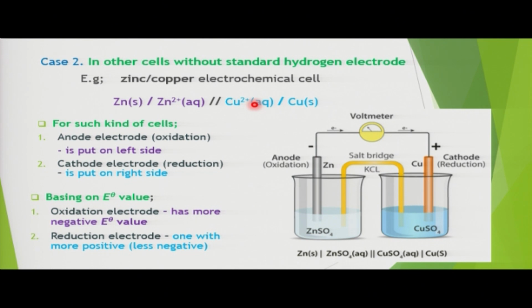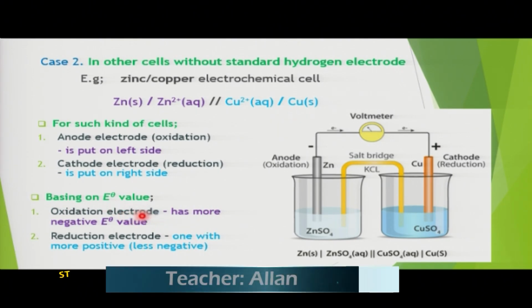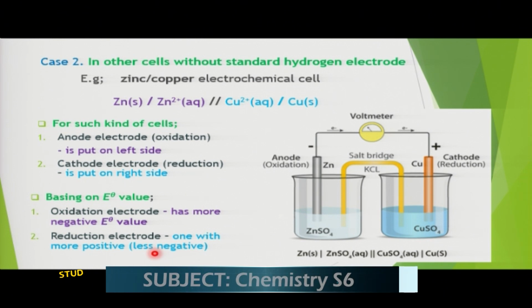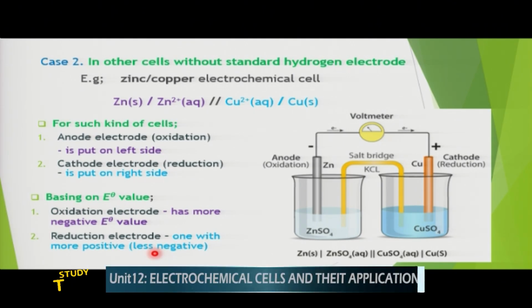Some points to note here. If you're given cells with their electrode potentials, you can tell which one will undergo oxidation and which one will undergo reduction by looking at that value. So a half cell with a more negative electrode potential will undergo oxidation. It will lose electrons. You can see zinc with copper. Then a half cell with a more positive value, or less negative, will undergo reduction. We are going to be using this principle in the calculations.